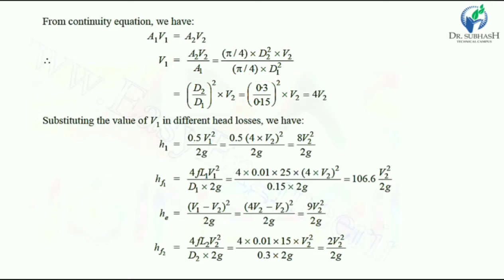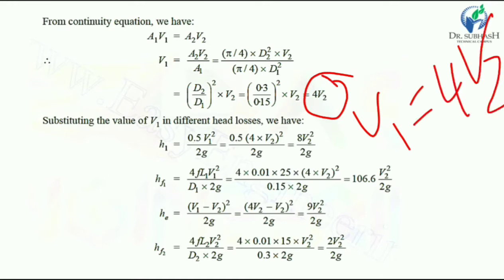Pi by 4 cancels. Now we get d2 upon d1 in bracket, squared, into V2. Now we have the diameters of both sections of pipe, so put in the values of both diameters and get the relation between V1 and V2: V1 is equal to 4 V2.